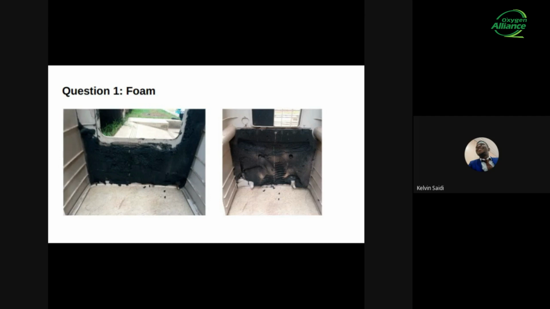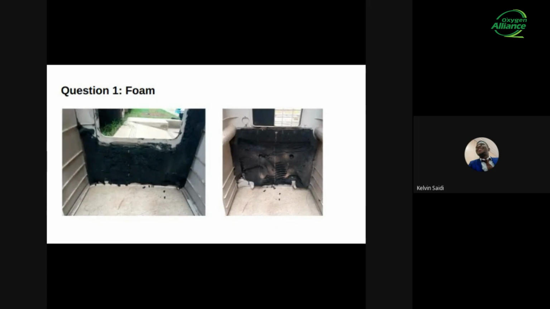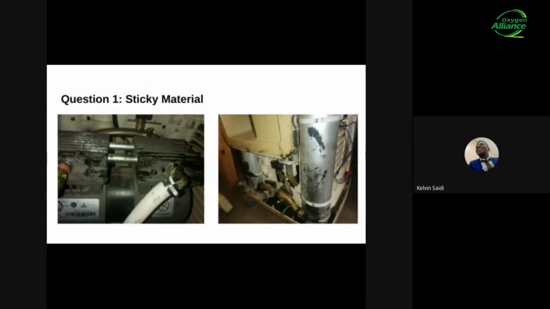Polyurethane foam contains chemicals called isocyanates, which can react with moisture in the air to break down the foam material. And as the foam breaks down, it releases a sticky residue, which can be unpleasant to touch and difficult to clean, as shown in the graphics. You can see a compressor which is covered in this sticky material. Working with this kind of condition, it is difficult to do your job.